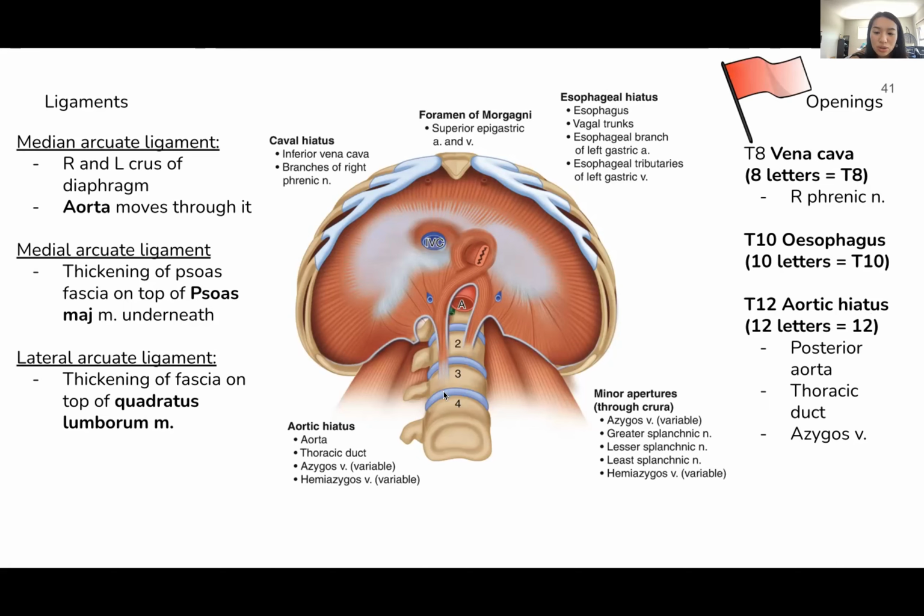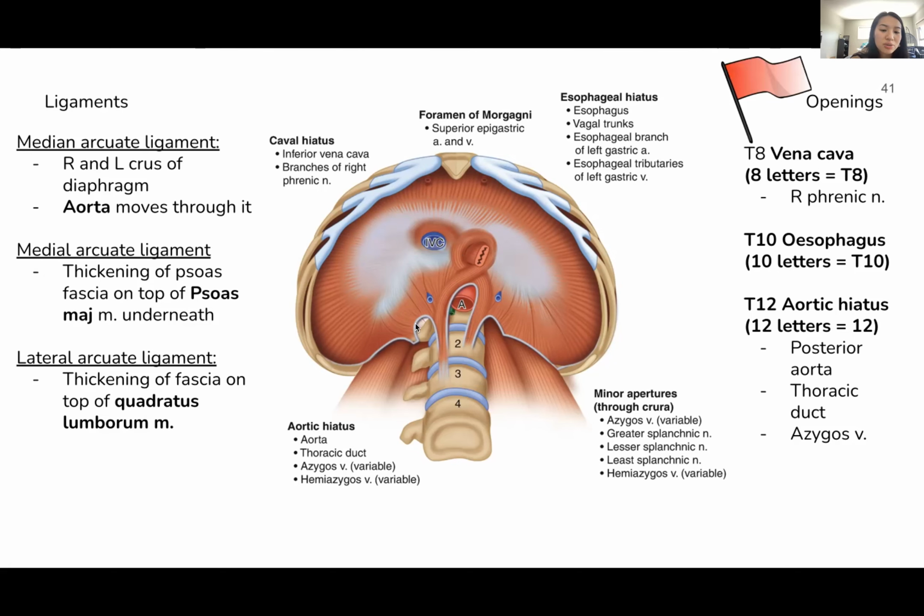Know what goes through, memorize this. Okay. And then these are the ligaments. These are actually surprisingly high yield for some reason. But median ligament, arcuate ligaments, these are basically formed by the right and the left crura of the diaphragm. So here, and yeah, this is basically what forms the aortic hiatus as well.